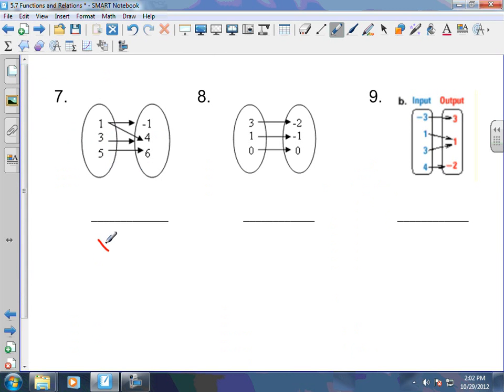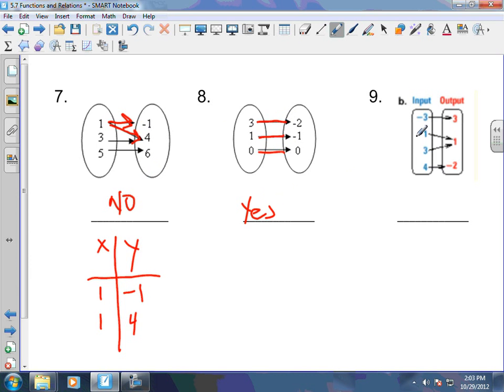Okay, let me show you number 7, but let me make an xy table. This tells me, what does it tell me 1 equals for x? When x is 1, it equals what? It equals -1, and it equals 4. Is this a function? No, because 1 has 2 values, not a function. What about number 8? Does each x have its own y value? Yes. The tricky one is number 9.